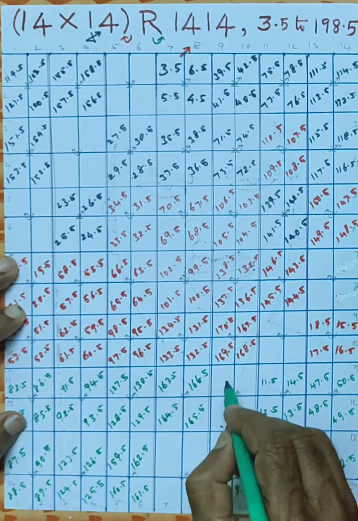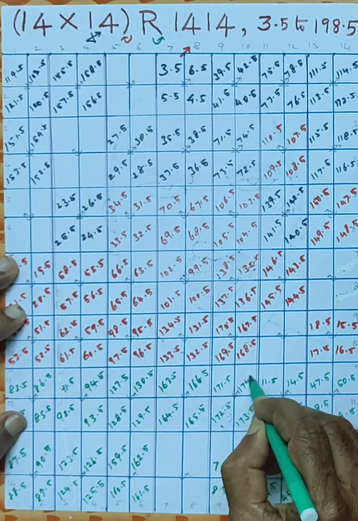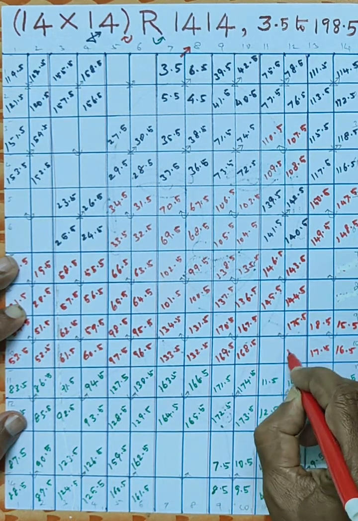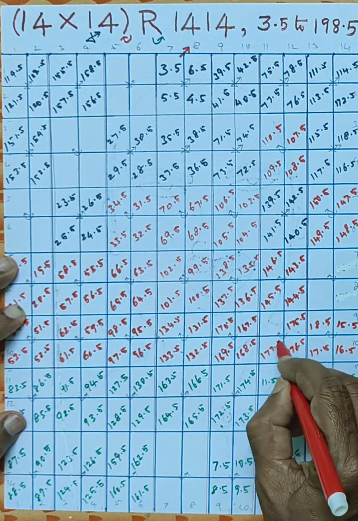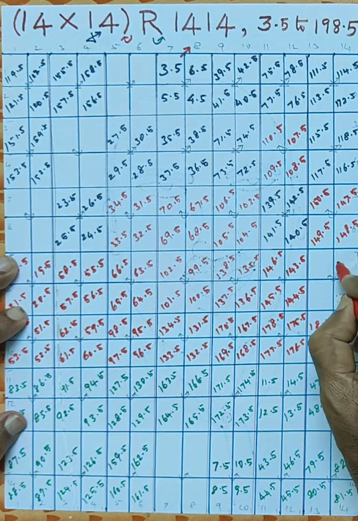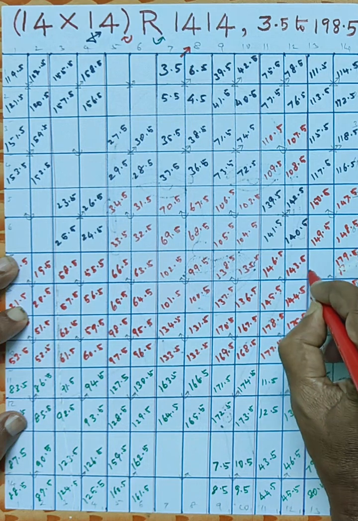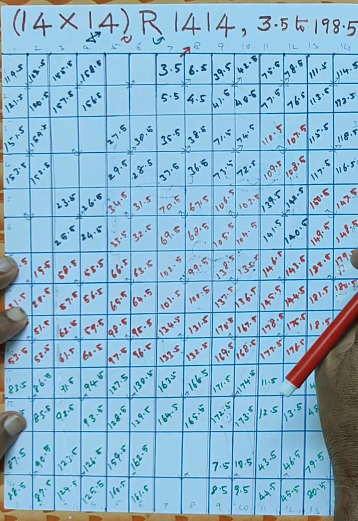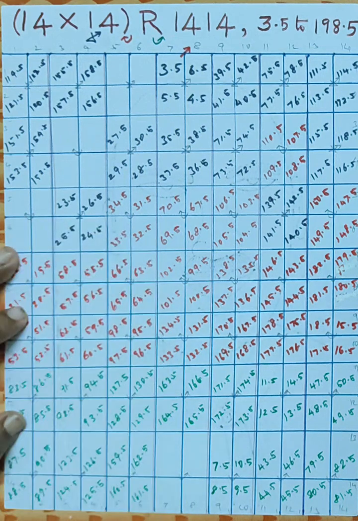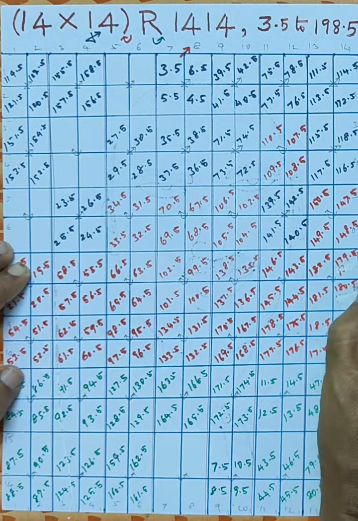171.5, 172.5, 173.5, 174.5, 175.5, 176.5, 177.5, 178.5, 179.5, 180.5, 181.5, 182.5, previous row forward left. 183.5, 182.5, previous row forward left.